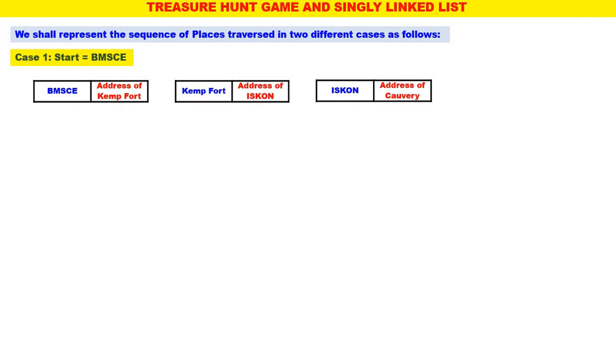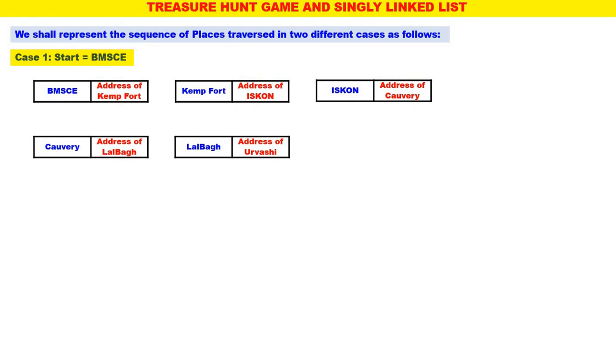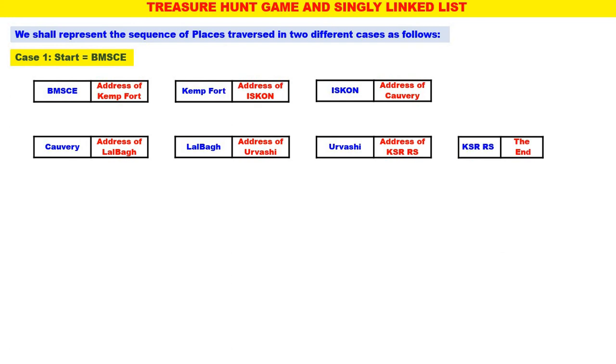Kaveri Theatre, the address of Kaveri. And at Kaveri Theatre, the address of Lal Bagh. At Lal Bagh, the address of Urvashi, the clue for Urvashi. At Urvashi, you got the clue for KSR railway station, Krantivira Sangolli Rayanna railway station. And at KSR railway station, you did not get any clue. That was the end of the game. Therefore, we write the end. This is one type of representation, case 1.